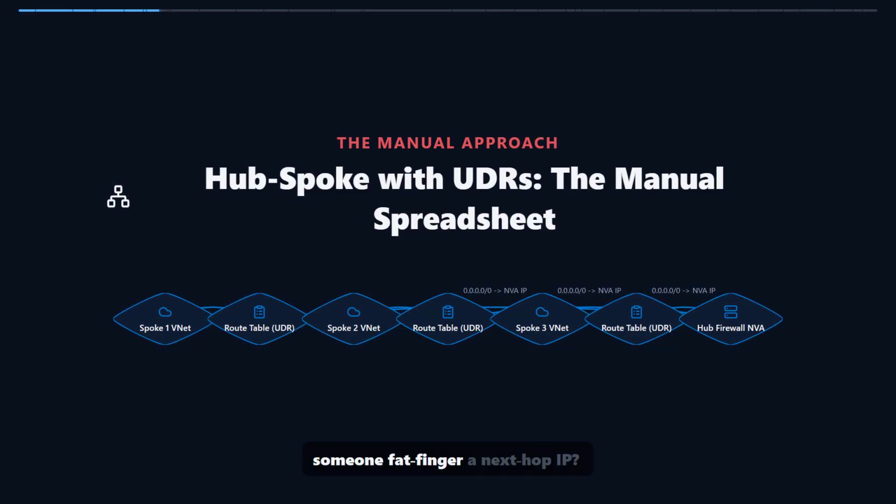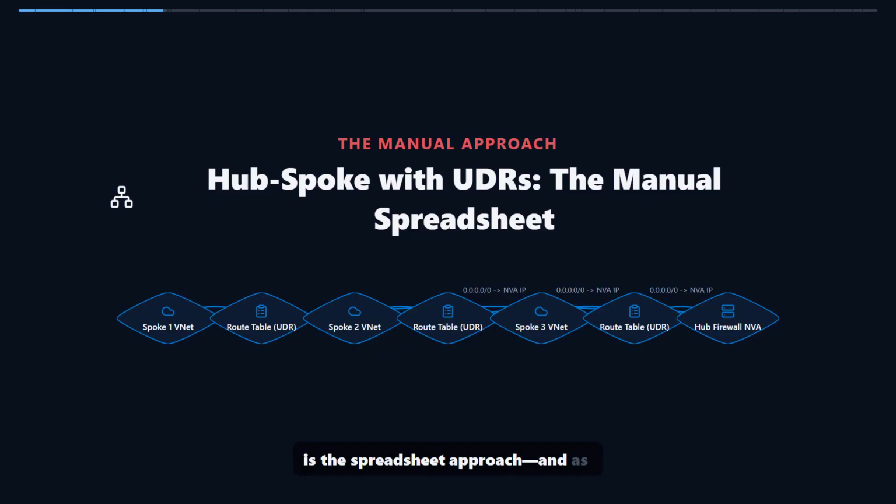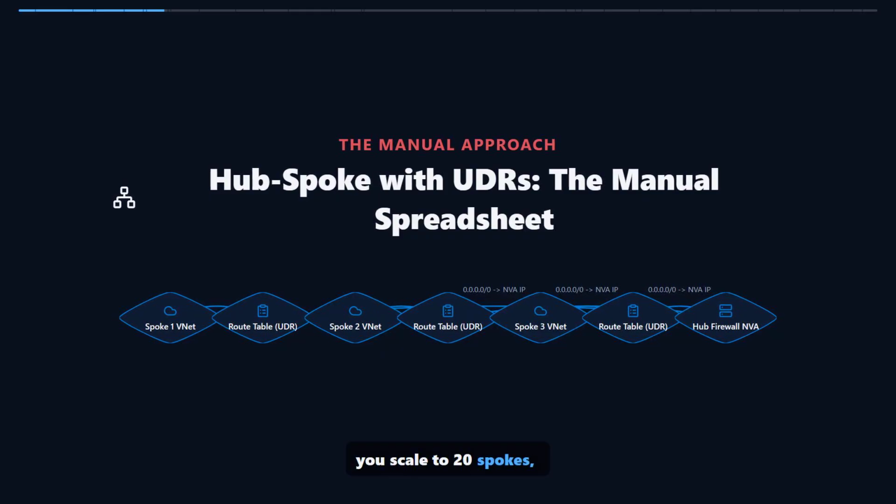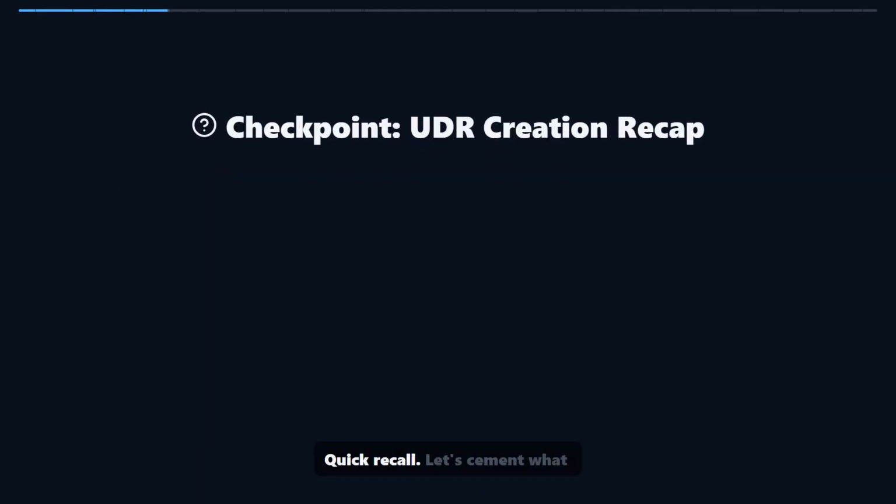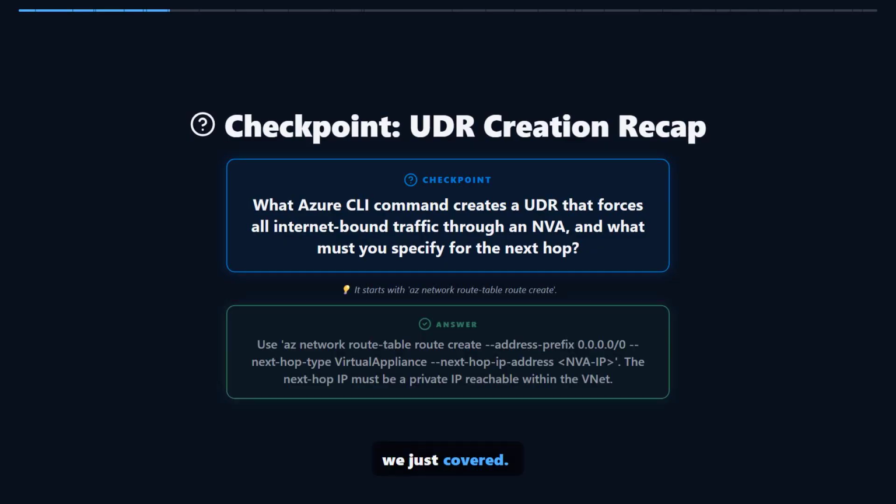Did someone fat finger a next hop IP? Good luck finding it. This is the spreadsheet approach, and as you scale to 20 spokes, it breaks. There's a better way, and we're about to build it. Quick recall. Let's cement what we just covered.